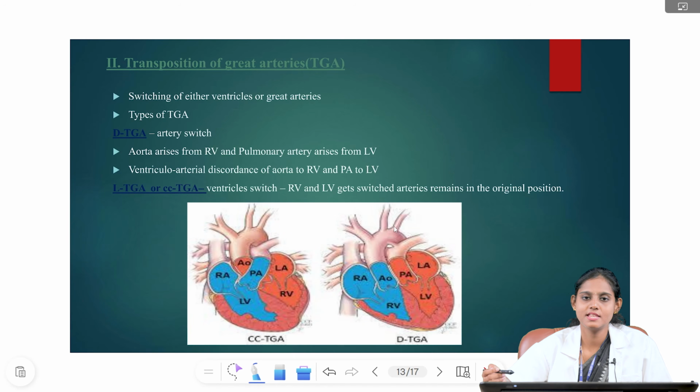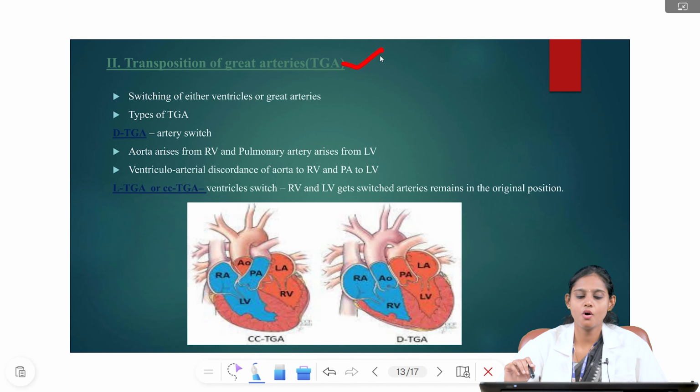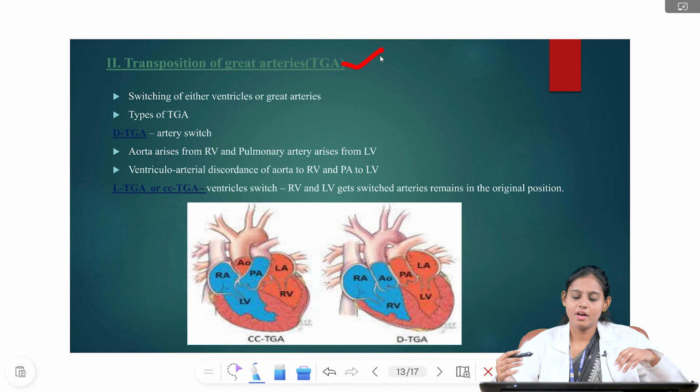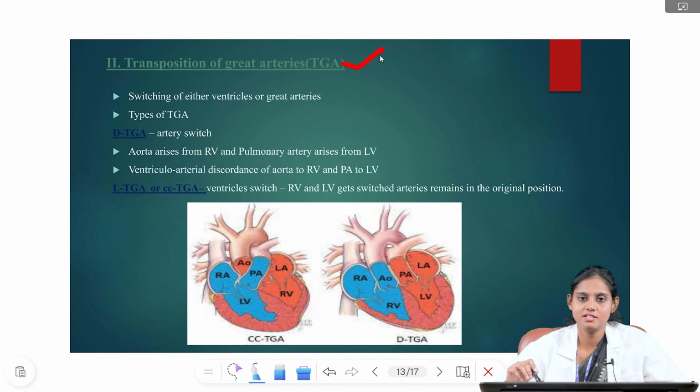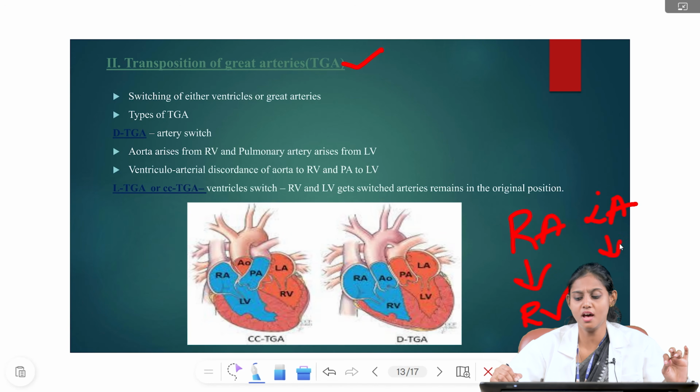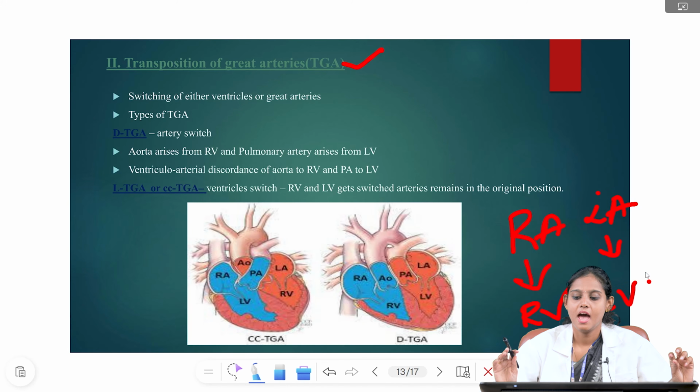Next, we look into a cyanotic disease called transposition of great arteries, where there is switching of either ventricles or great arteries. We all know about the anatomy of the heart. Let me remind you once. Always, right atrium is connected to your right ventricle and left atrium is connected to your left ventricle.